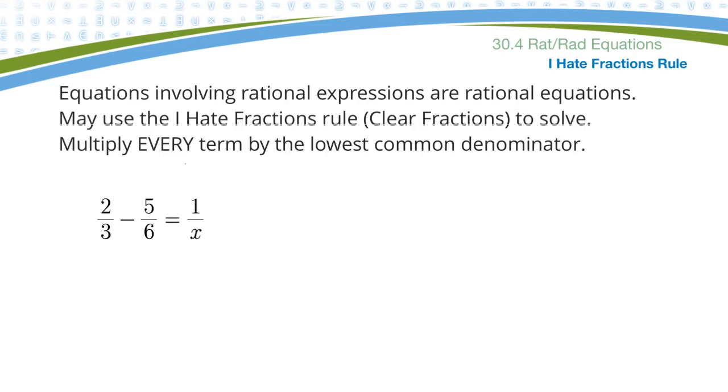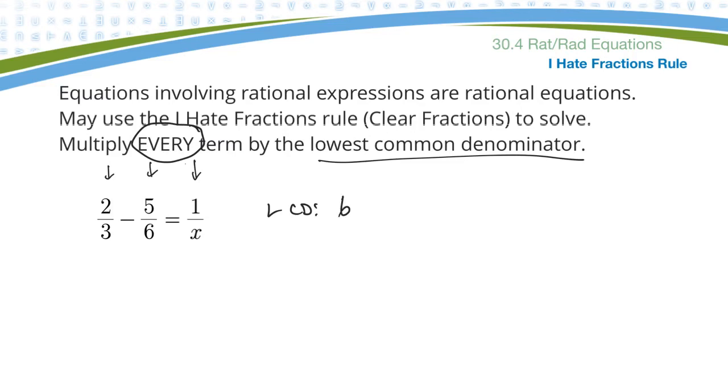So the trick is that you need to find a lowest common denominator, and then once you've found that lowest common denominator, you multiply every term. So here's a term, here's a term, and here's a term. You multiply every term by that lowest common denominator. So let's first look at what our lowest common denominator for this would be. I've got a 3 and a 6. Between 3 and 6, the lowest common denominator would be a 6. Again, remember the lowest doesn't mean the smallest number. It means the smallest number that everything can divide into evenly.